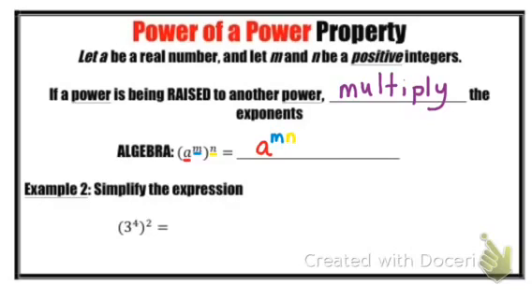So then in our example, we have the quantity 3 to the 4th as our power being raised to the 2nd. So then we keep the base as 3 and we multiply out the 4 and the 2. So we have the 3, 4 times 2, which is 8. So we have 3 to the 8th power.